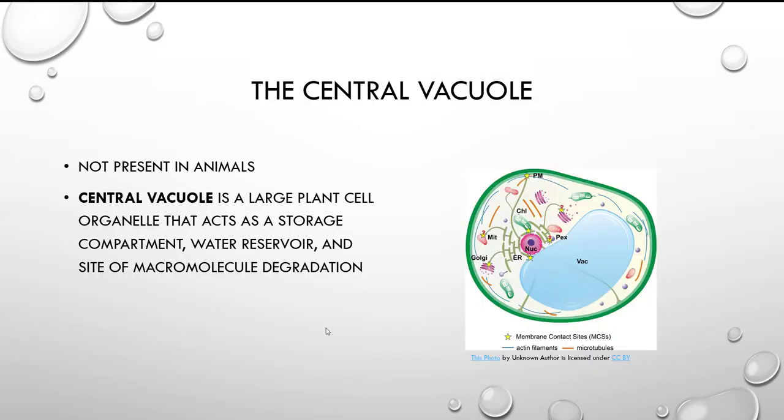All right, and then another thing that plants have that we don't is a central vacuole. So inside the plant cell, there's usually a large vacuole present. That organelle is a storage compartment. It basically provides a place to store things for the plant.